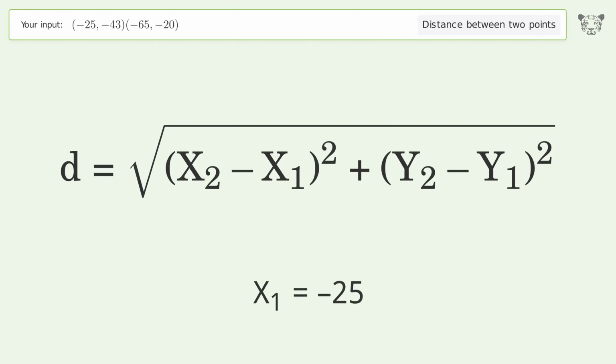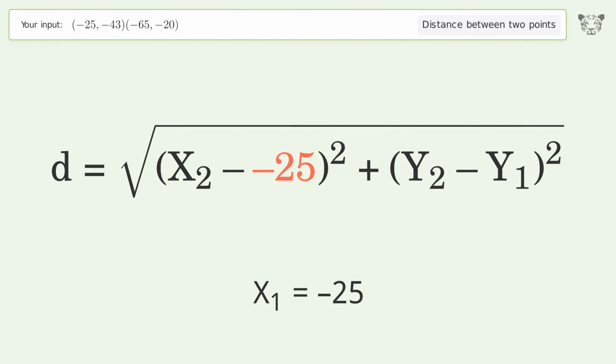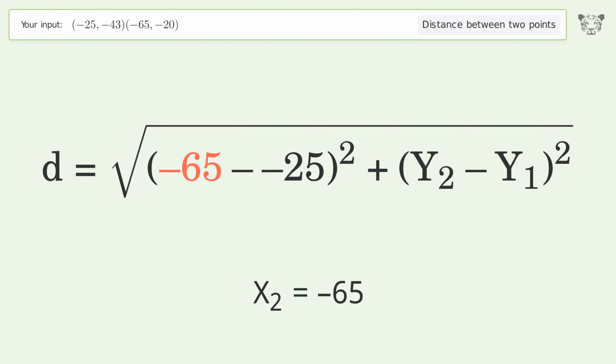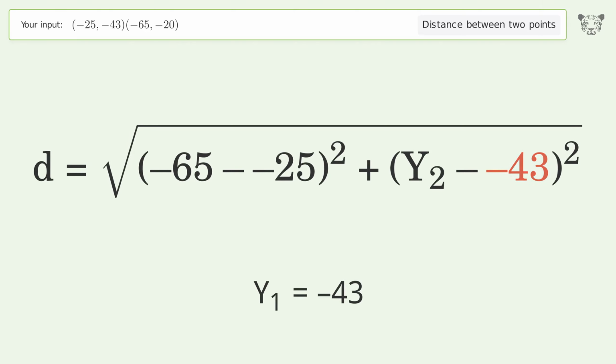x1 equals -25. x2 equals -65. y1 equals -43. y2 equals -20.